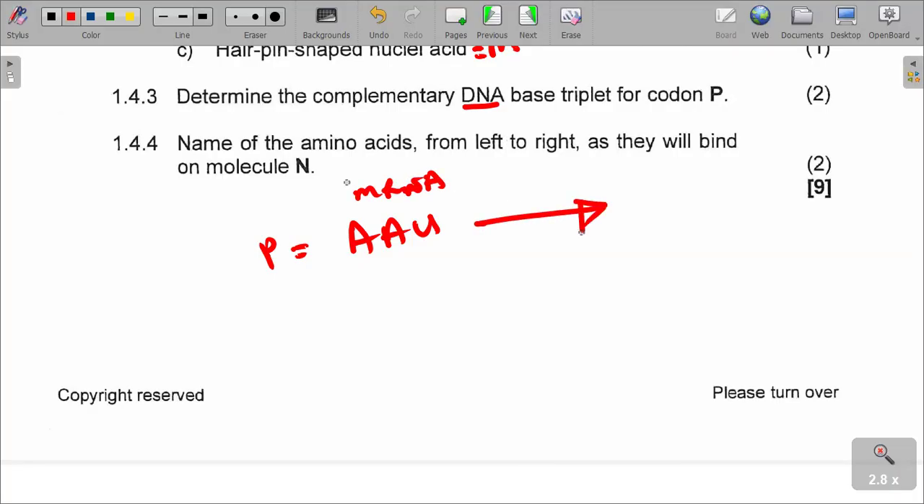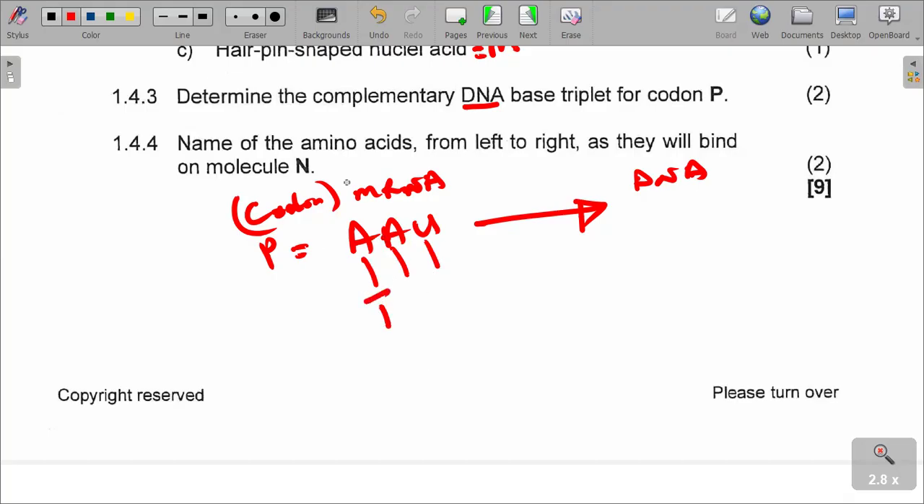mRNA. So in terms of the DNA, what is the complementary base triplet? In this case, what you need to understand is that this is the codon. What we want is for you to give the complementary base triplet. So you should understand which bases in DNA pair to this codon that we are given.